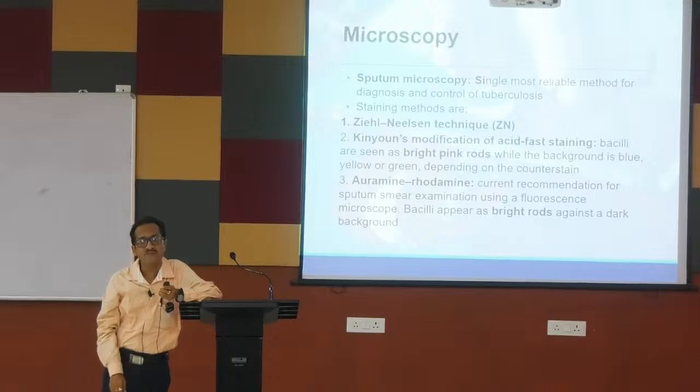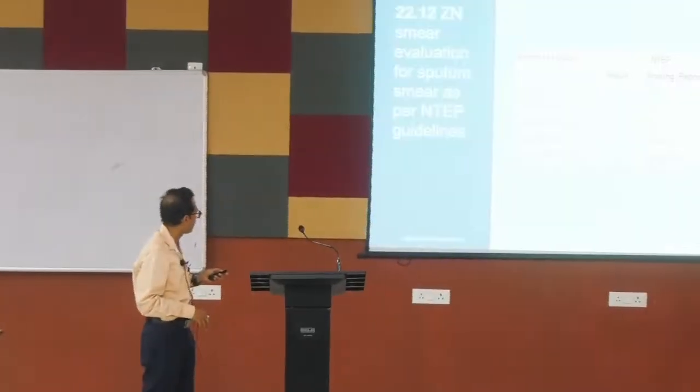Anybody? Why is it utilized in district centers, and what is the disadvantage? You need a fluorescent microscope. A fluorescent microscope is costlier than a simple microscope, but still we use fluorescent staining because we look at 40x. At 40x, a wider area can be scanned at a time, so the whole slide can be scanned very quickly. The magnification used for auramine O or any fluorescent staining is 40x, and bacilli will appear bright. I'll show how it looks.